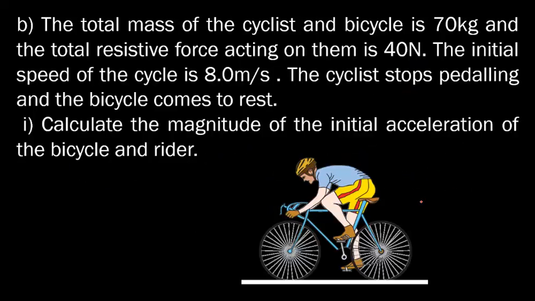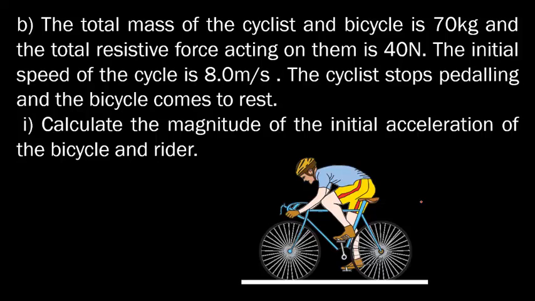B. The total mass of the cyclist and bicycle is 70 kilograms and the total resistive force acting on them is 40 newtons. The initial speed of the cyclist is 8 meters per second. The cyclist stops pedaling and the bicycle comes to rest. Calculate the magnitude of the initial acceleration of the bicycle and rider.